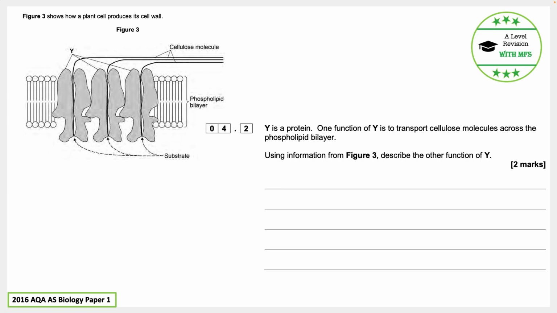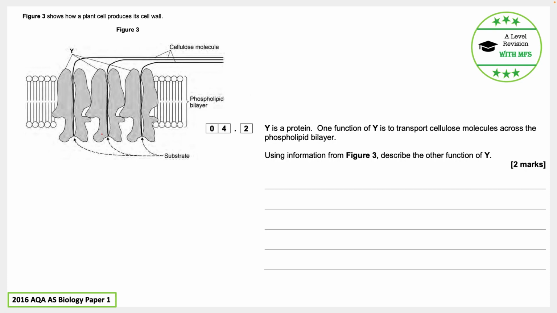Next question. Figure 3 shows part of a plant cell and how it produces the cell wall. Y is a protein. One function of Y is to transport cellulose molecules across the phospholipid bilayer. Use information from figure 3. Describe the other function of Y. So if we have a look at figure 3, we can see that this is the phospholipid bilayer and the cellulose molecules are on the outside of the cell membrane.